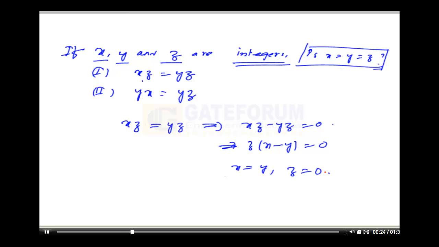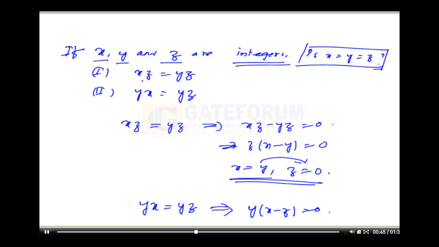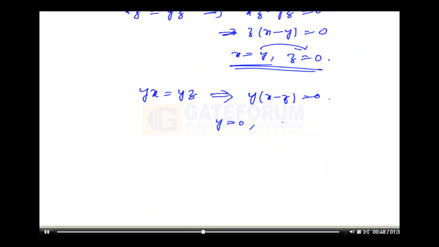So either X and Y are equal, or the value of Z is 0. Now X and Y are equal, but we cannot say that they are equal to 0. They may be 1, they may be 2, or they may be any number. So by using statement 1, we cannot answer this question. Now let us look into statement 2, which says YX equals YZ, which can also be written as Y into X minus Z equals 0. Now either Y is 0, or X and Z are equal. X and Z are equal, again the same condition. They may be equal to 0 or may not be equal to 0. So even by using only statement 2, we cannot answer this question.